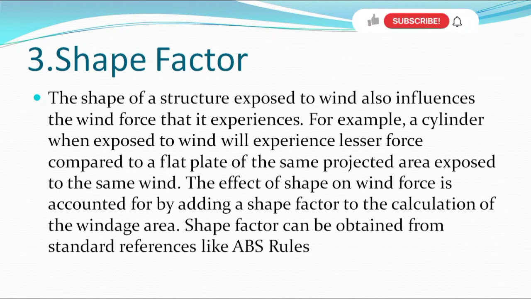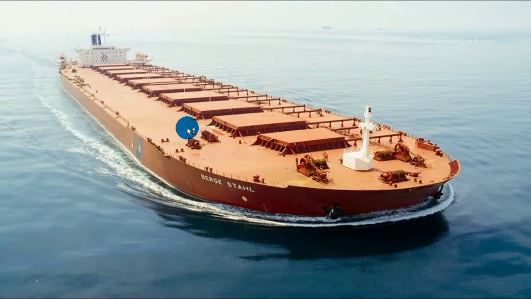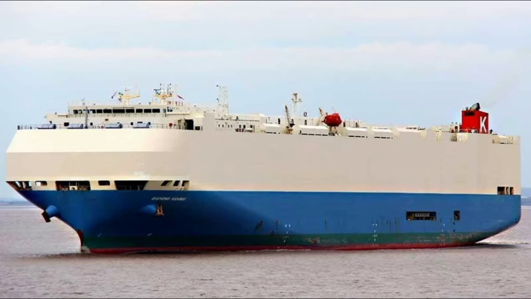So the shape factor can be obtained from standard references like the American Bureau of Shipping Rules. Again, it's like this one. We have the values here, and the structure of the different kinds of vessel. If we have a bulk carrier, compared to a car ship, which do you think would be much more affected by the wind force? Of course, that is the car ship. Yes, that is the car ship.